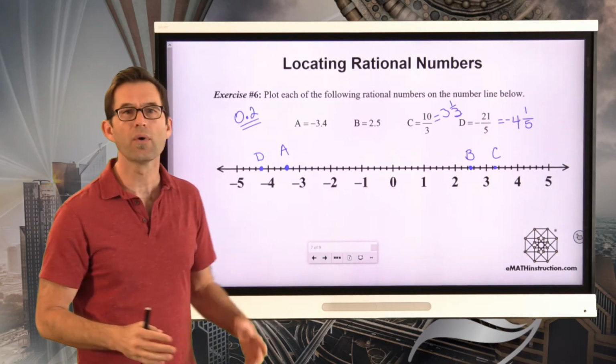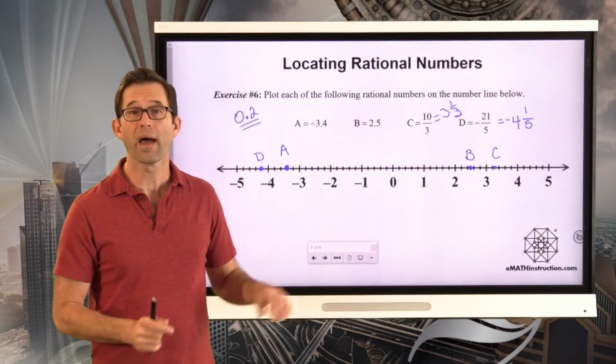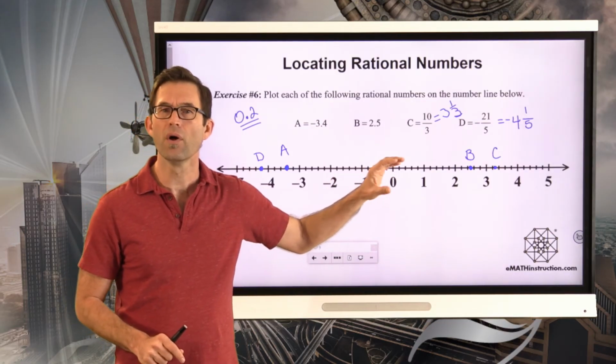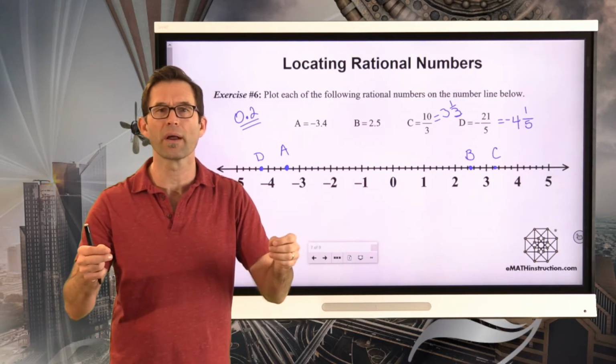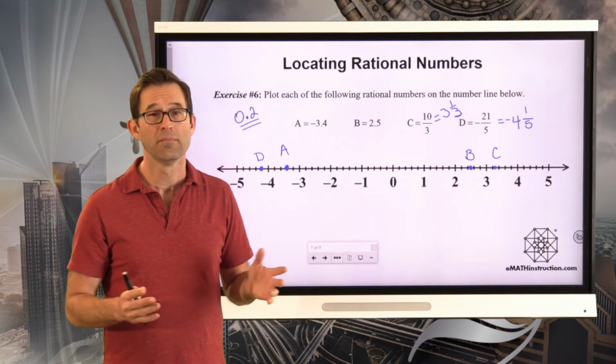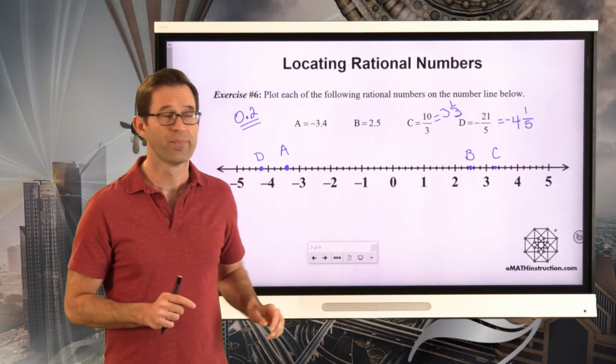All right, so just locating numbers on a number line. And you can imagine if we had more than one decimal, if we had 2 decimals, then we'd have to kind of blow the number line up. We'd have to put it underneath a microscope so we could more accurately locate those points. But this is good enough for right now.